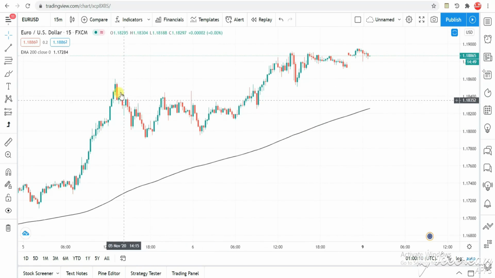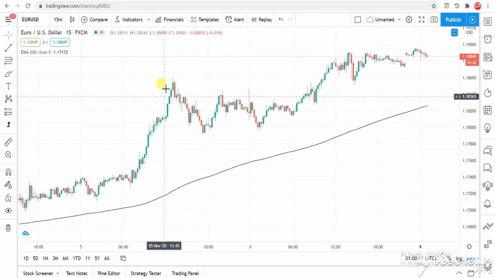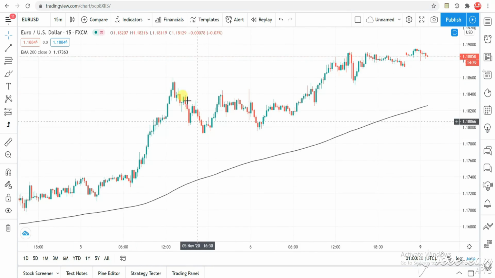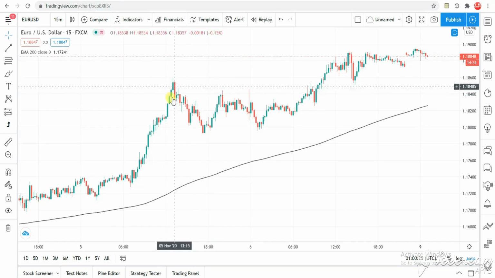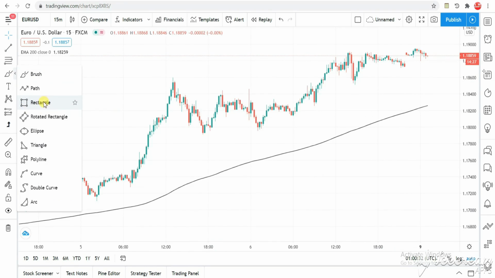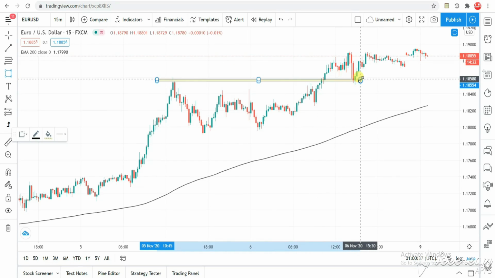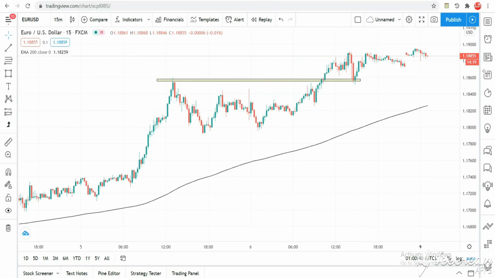You can see that this is a high. This is a really good high because the market went up and came down. This means that this is a good high that we'll be looking at. So let's just assume that the market is actually here and not here. Let's pick out our drawing tool and use this rectangle tool, then draw out your zone. This golden line is your zone.